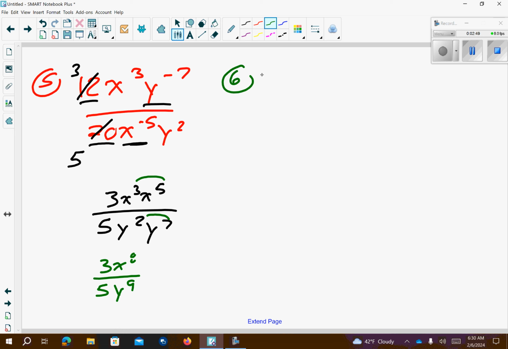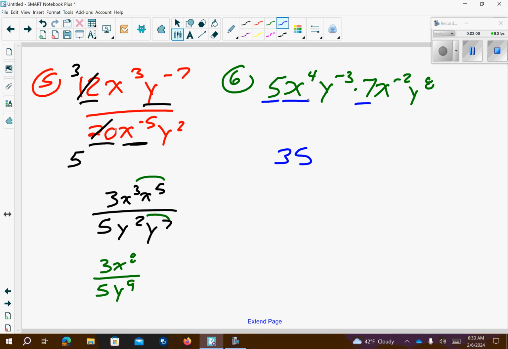Problem number 6. We have 5x to the 4th, y to the negative 3 times 7x to the negative 2, y to the 8. We can multiply the 5 and 7 to get 35. Let's move everything that needs to be moved. So x to the 4th and y to the 8th are going to stay on top of the fraction. This will move down and this will move down. So I have y to the 3rd on bottom and x to the 2nd.